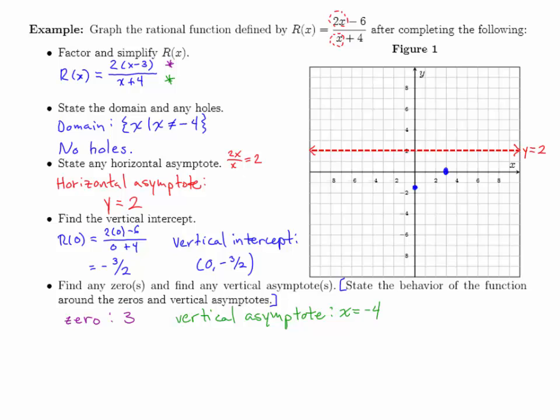Okay, next thing we have is that vertical asymptote. So we'll draw on that vertical line, and again, that'll be dashed. So we'll draw on this line x equals negative 4, and then we'll label it with its equation.